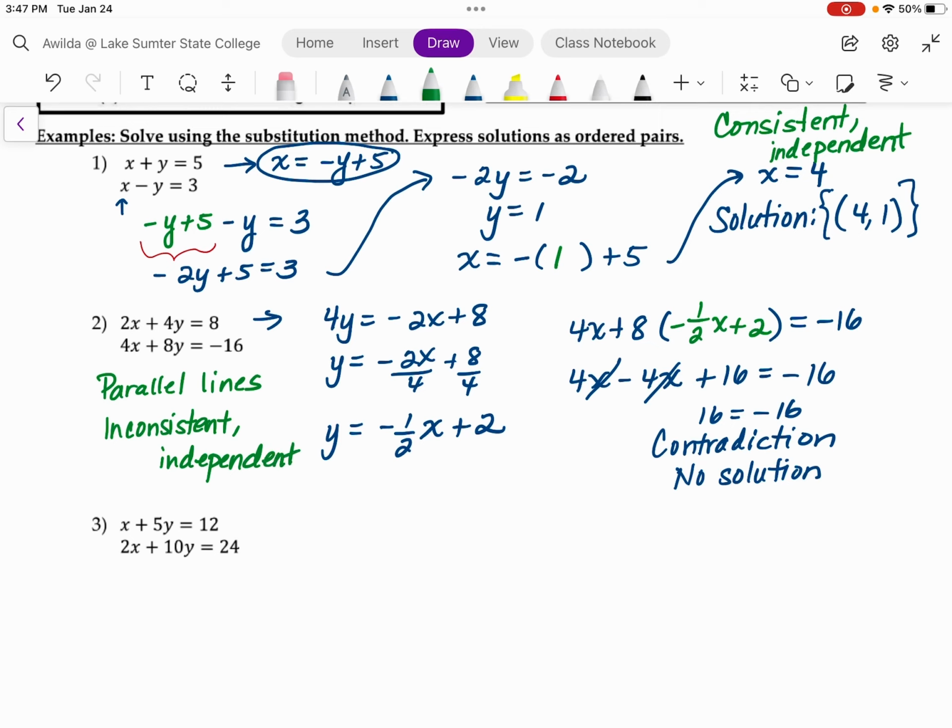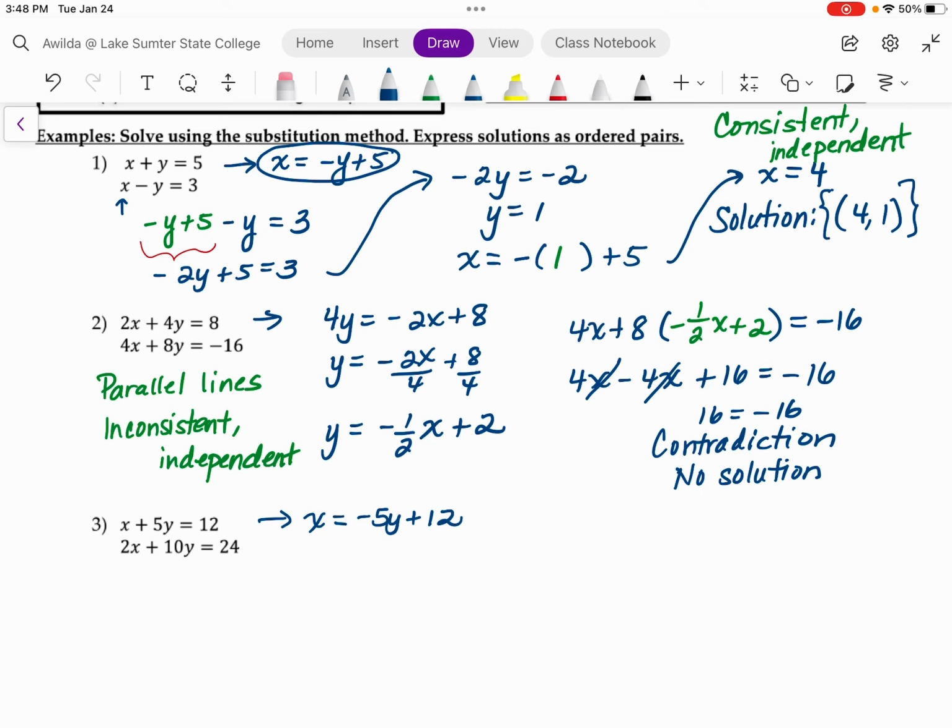All right, let's look at our next example. x plus 5y is equal to 12, and 2x plus 10y is equal to 24. To use the substitution method, to me, it seems obvious that we should try to isolate the x variable in the first equation. At least that's the simplest thing to do. It's certainly not the only option, but always looking for the fastest route. So if we were to subtract 5y from both sides, we have that x is equal to negative 5y plus 12.